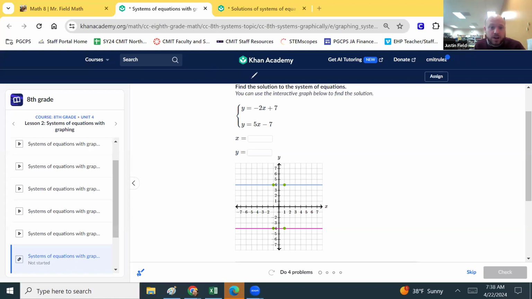So I want you to write this: y equals negative 2x plus 7, and y equals 5x minus 7. And I'm getting a phone call from my wife. One second.